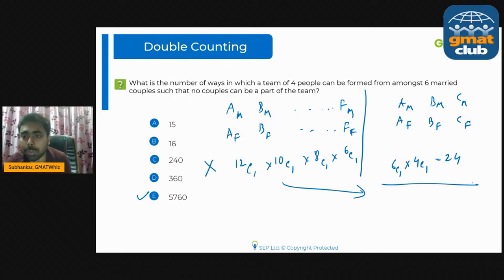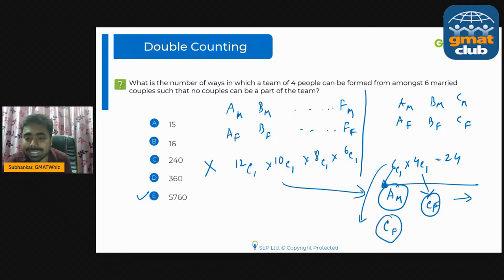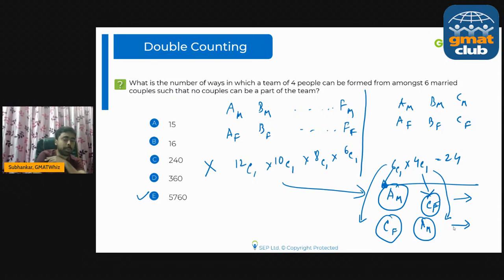Why so? Let me tell you why. Suppose I selected AM first. In this calculation, I have selected AM, and I cannot select AF. Suppose I'm selecting CF. So this is one of my calculations, that I have selected AM and CF. What if in this calculation I select CF, and when I select the second person, I go and select AM? So am I not counting AM and CF twice? My first counting comes when I select AM and then CF, and my second counting comes when I select CF first and then AM. But when I do 6C1 into 4C1, I'm selecting all the possibilities. I'm not putting any restriction on it, right? So that's why we are counting all these scenarios multiple times.